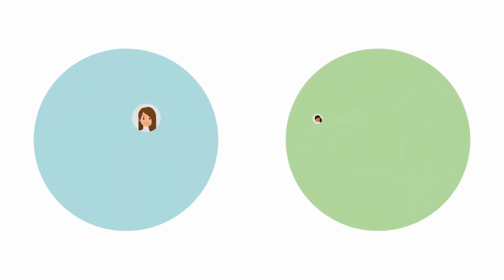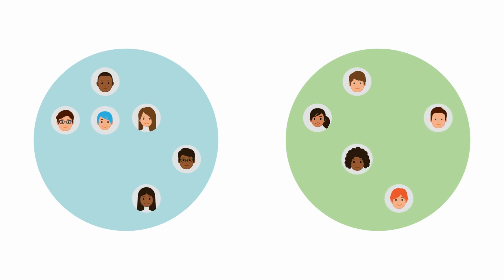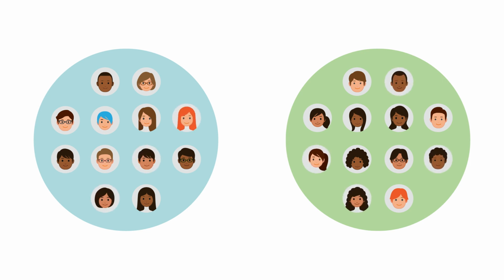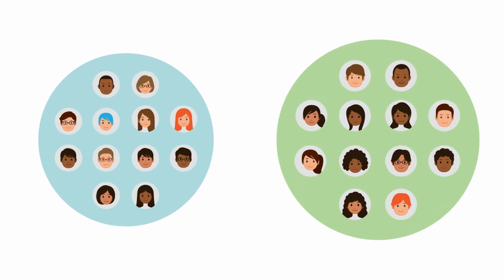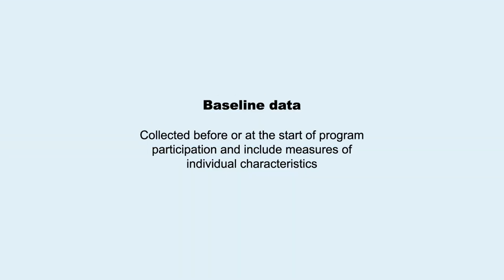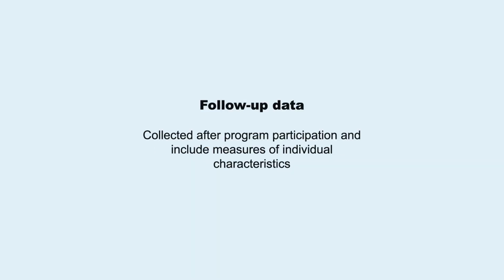Let's say you want to know whether youth respond differently to your program depending on some background characteristics. For example, do youth with and without a commitment to avoiding non-marital sexual activity prior to program enrollment respond the same or differently to your program? Answering this question involves using baseline data and follow-up data. Baseline data are data collected before or at the start of the program and include measures of individual characteristics. Follow-up data are data collected after program participation and include measures of individual characteristics.